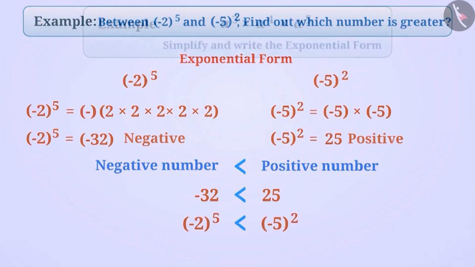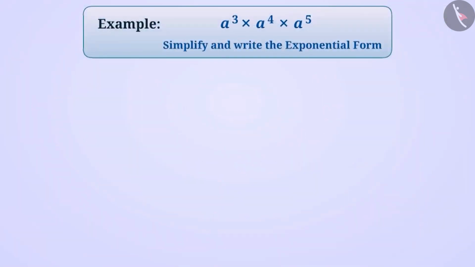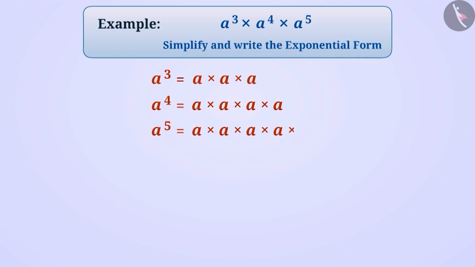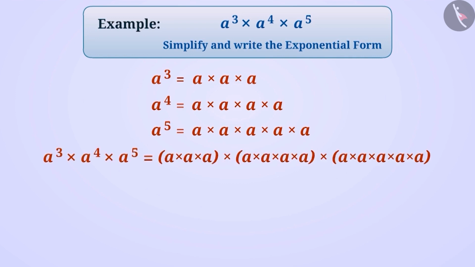Next example. Write a raised to the power of 3 multiplied by a raised to the power of 4 and a raised to the power of 5 in exponential form. We can write a raised to the power of 3 is equal to a multiplied by a multiplied by a. Similarly, we can express a raised to the power of 4 and a raised to the power of 5. Substituting these values in the question, we see that a raised to the power of 3 multiplied by a raised to the power of 4 multiplied by a raised to the power of 5.